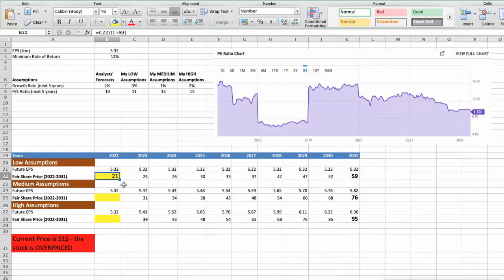Second scenario. Verizon will have average performance in next 5 years, and we will use the following parameters in our calculation.